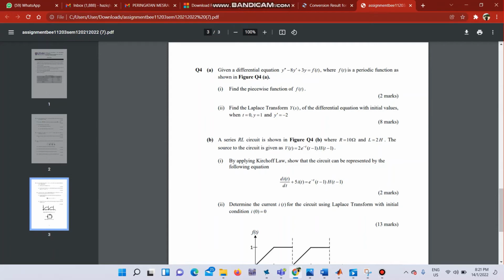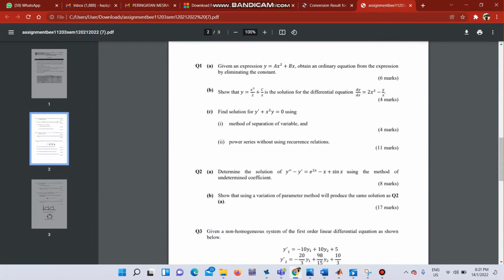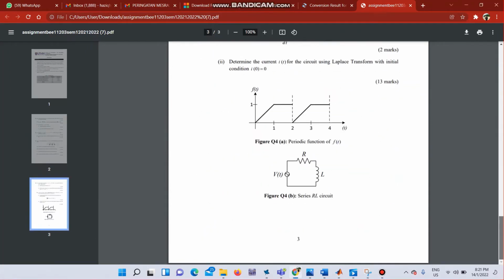I will explain question 4A. In question 4A, they are given a differential equation y double prime minus 8y prime plus 3y equal to f(t), where f(t) is a periodic function as shown in the figure for question 4A. So this is the figure for question 4A.